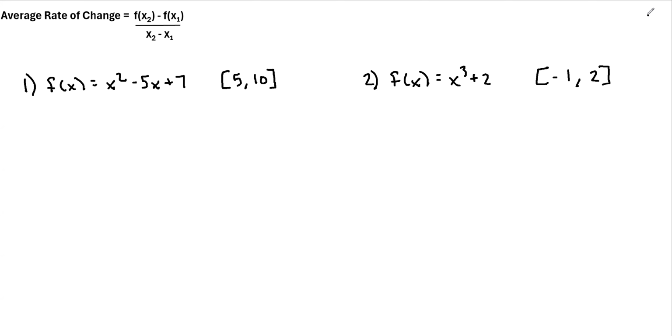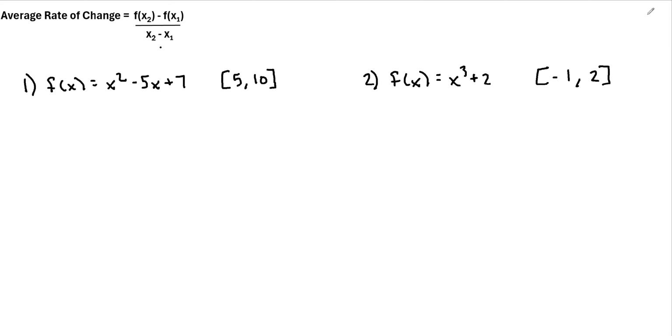In this video, I will explain how to find the average rate of change of a function over an interval. So the formula that we use to find the average rate of change of a function over an interval is f of x2 minus f of x1 divided by x2 minus x1.